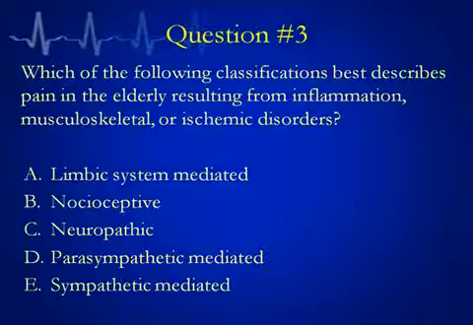Which of the following classifications best describes pain in the elderly resulting from inflammation, musculoskeletal, or ischemic disorders? Is it A, limbic system mediated? Is it B, nociceptive? C, neuropathic? D, parasympathetic mediated? Or E, sympathetic mediated?